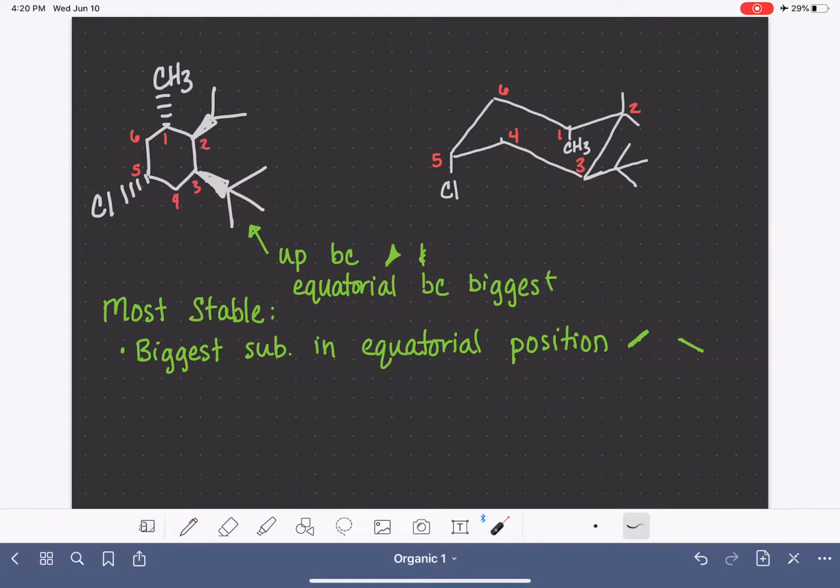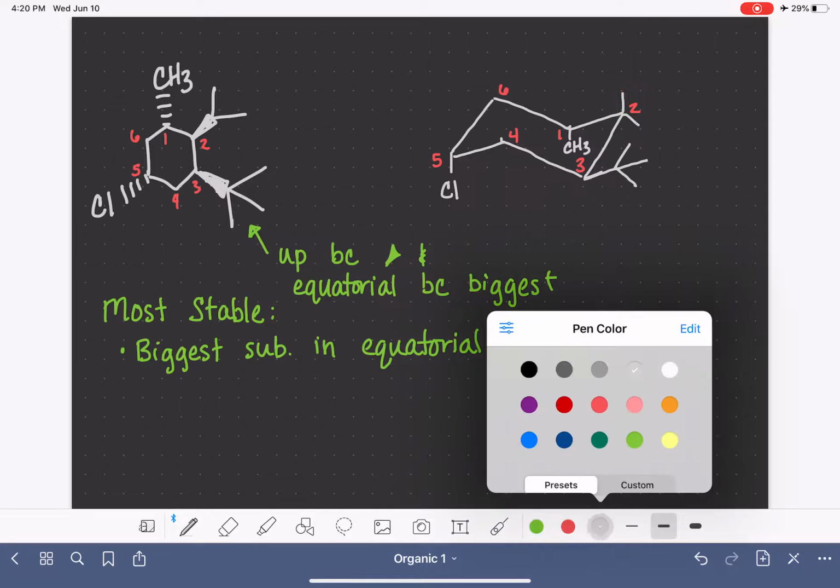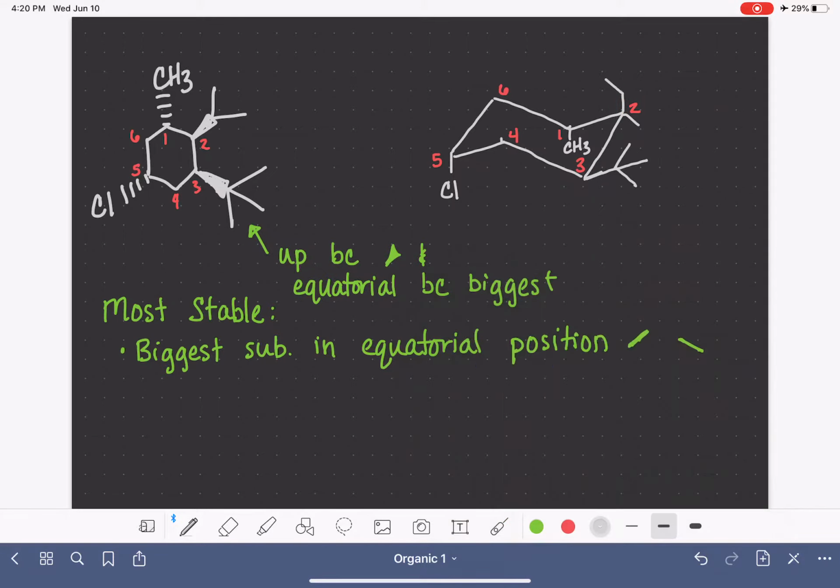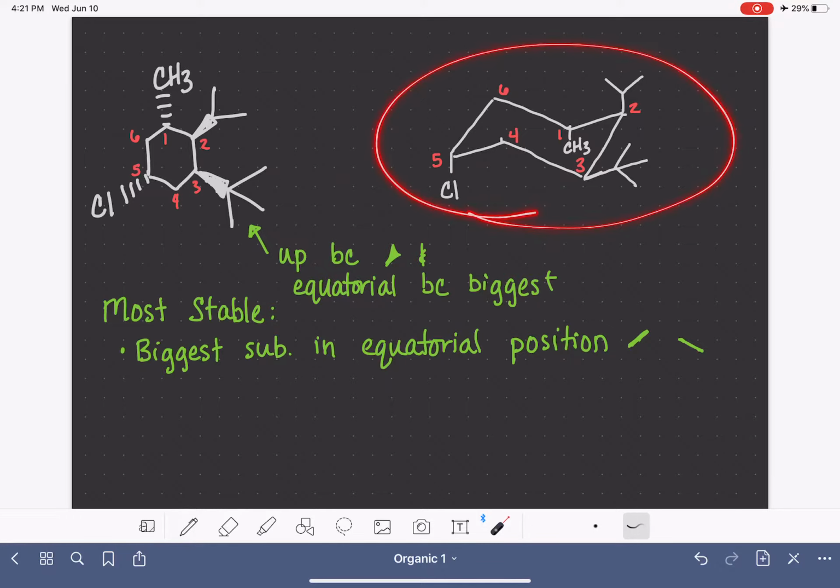And then last but not least, we have carbon number 2. This has an isopropyl group on it. The isopropyl group is on a wedge, which I interpret to be up. So over here on carbon number 2, the up bond is the isopropyl right there. Nothing on the equatorial bond, so I'll erase that. And this is the most stable conformation of this molecule.